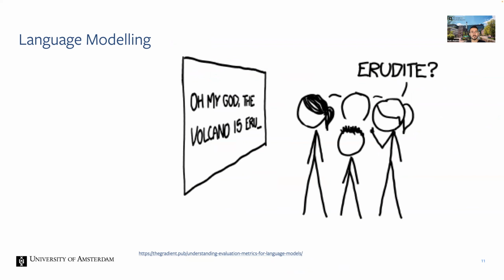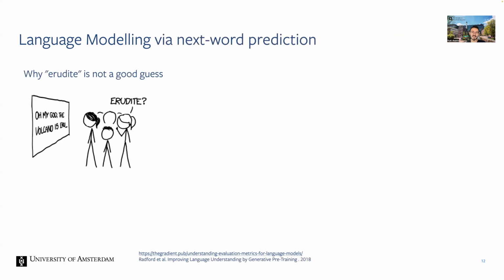All right, so language modeling. So, oh my God, the volcano is erudite. So why is this even a joke? Is sort of the question that language modeling is solving. So why is erudite not a good guess? If you see this context, so if you see these words that are already there, the word erudite being what is meant is quite unlikely.